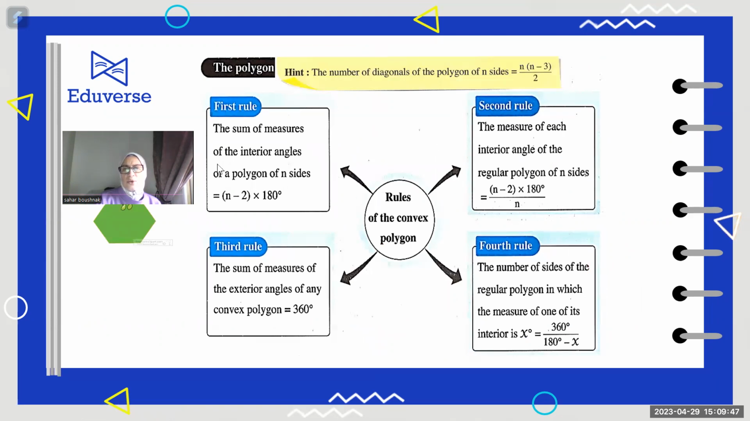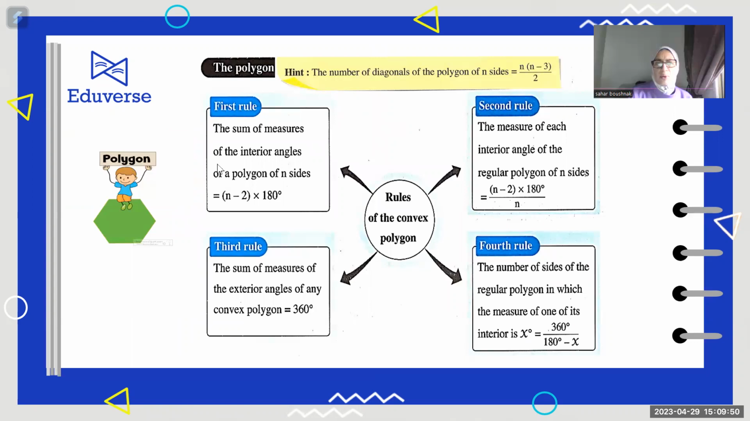In this term, we start to study polygons. For polygons, we know that there is a rule to calculate the number of diagonals of any polygon. It will be equal to n multiplied by (n minus 3) over 2, where n is the number of sides. So n is the number of sides. So I have square, 4, pentagon, 5, hexagon, 6, and so on.